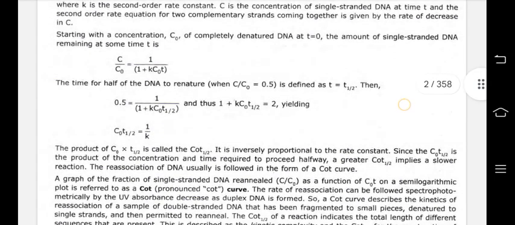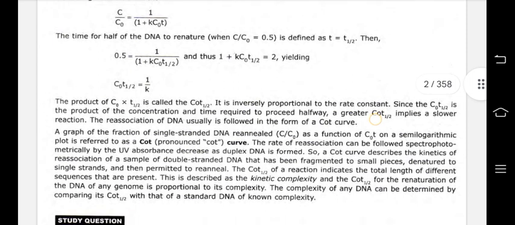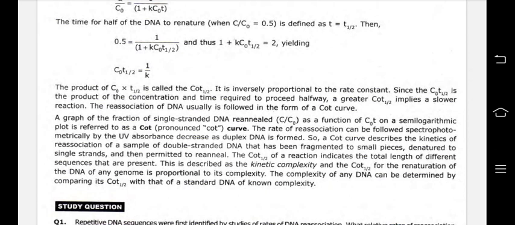The time for half of the DNA to renature, when C/C0 = 0.5, is defined as t = t half. Then 0.5 = 1/(1 + kC0 t half), and thus 1 + kC0 t half = 2, yielding C0 t half = 1/k. The product of C0 and t half is called the Cot half.